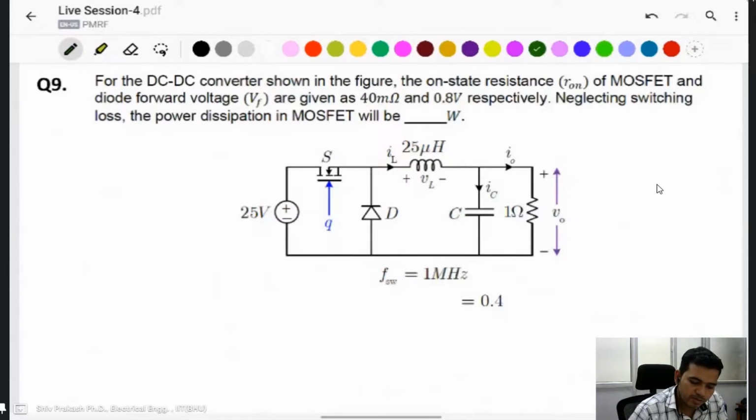It is asking the power dissipation in the MOSFET. Switching losses are neglected, so only conduction loss is present in the MOSFET. The conduction loss occurs when the MOSFET is on, and the on resistance is also given. Then we find the on-time current and, with the resistance, find the power dissipation. Frequency is also given. The duty ratio D is given as 0.4.